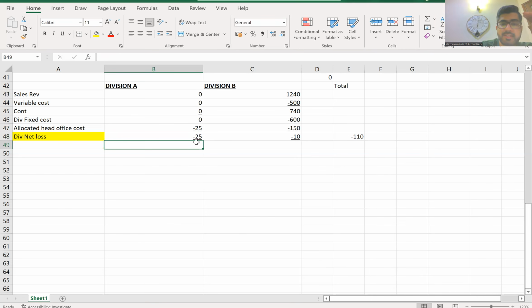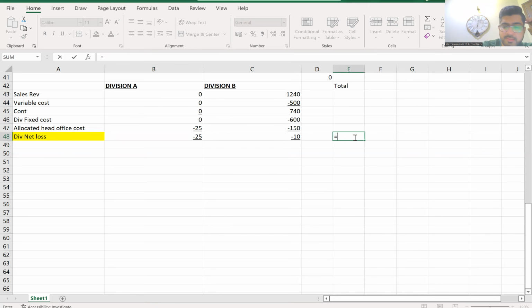So now what would be the net divisional loss if A is shut down? 25 here and 10 here. Now it will be negative 35. Such an easy question.